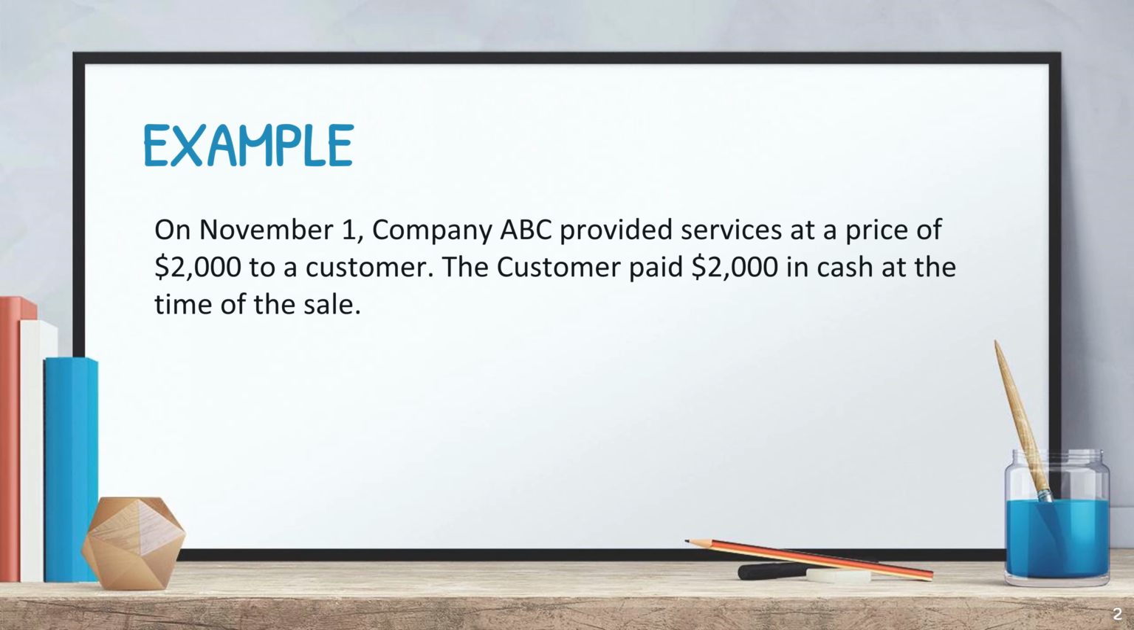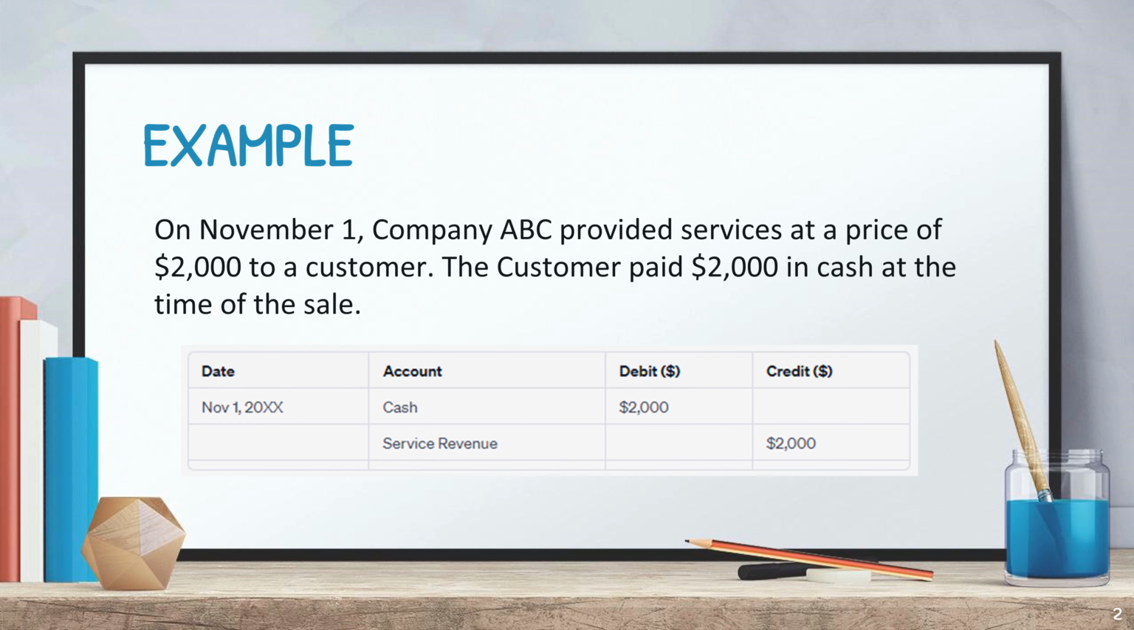On November 1st, Company ABC provided services at a price of $2,000 to a customer. The customer paid $2,000 in cash at the time of the sale. In this scenario, Company ABC provided services and received immediate payment in cash. To record this transaction, we'll use a journal entry. Now, let's break down the journal entry and its impact.